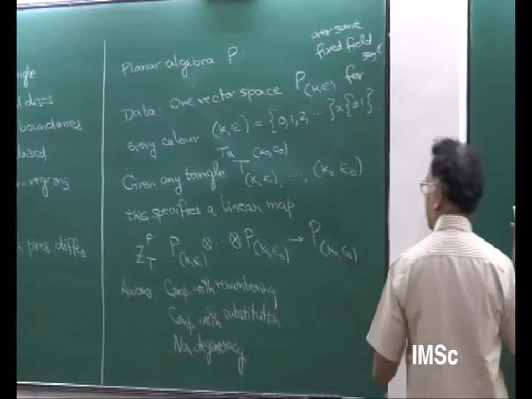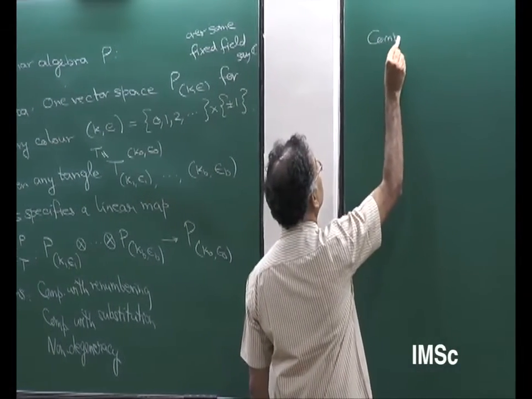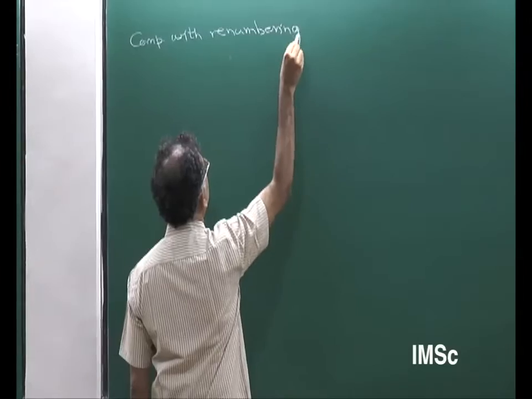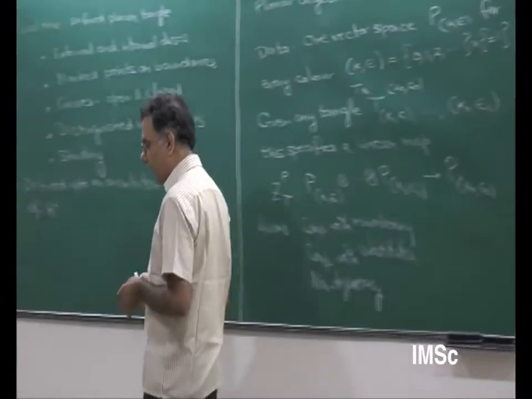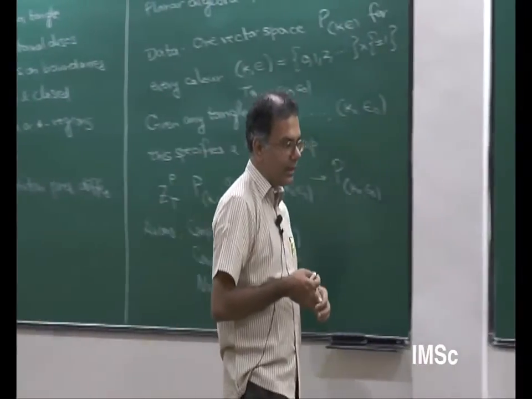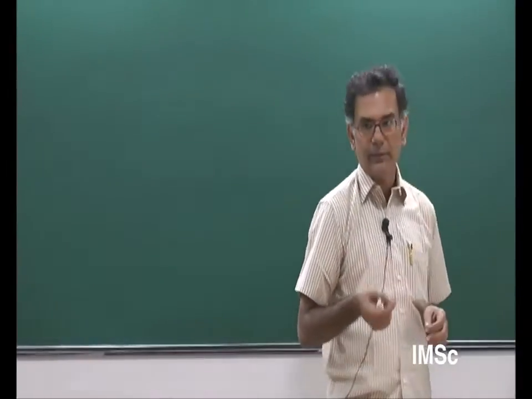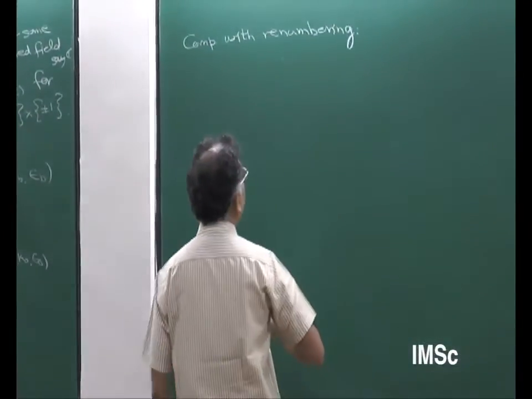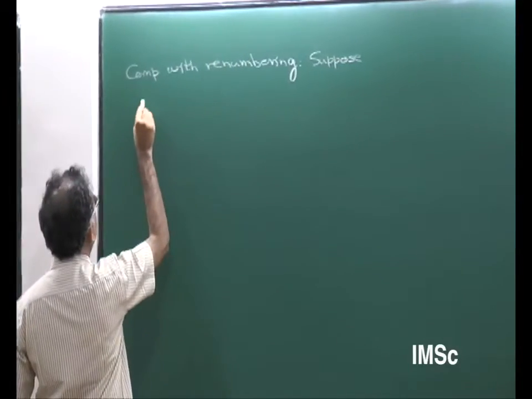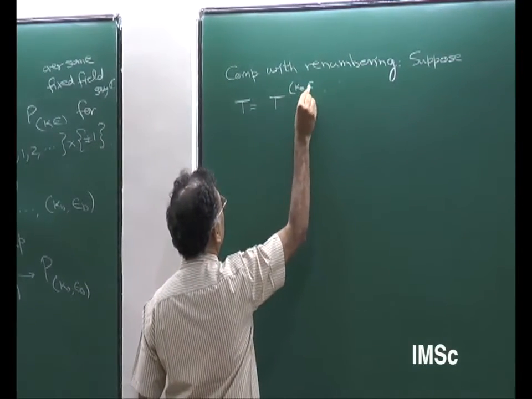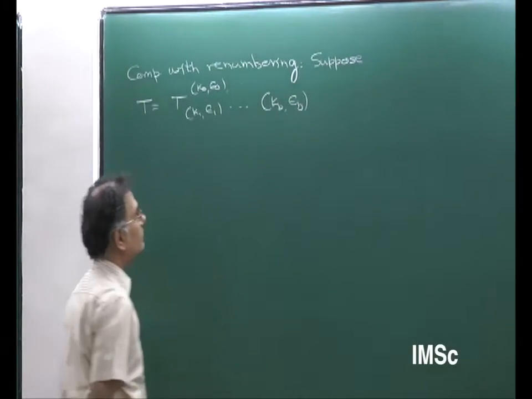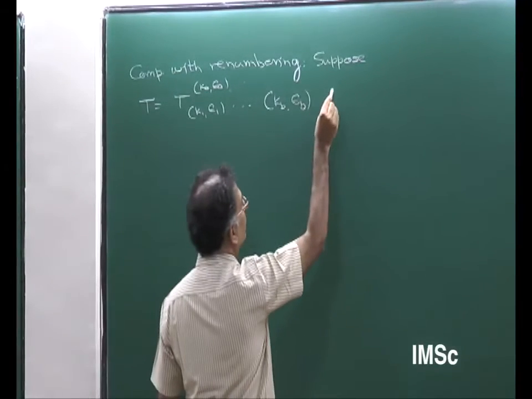So let's begin with the simplest one. Simplest one is compatibility with renumbering. So recall what renumbering means for a tangle. If you have a tangle which has internal disks, b of them, you could take any element of the symmetric group and get a new tangle by just renumbering the disks according to the permutation specified by the symmetric group element. So what this compatibility with renumbering says is the following. So suppose that T is a tangle of color k_0 epsilon_0 and internal disks k_1 epsilon_1 through k_b epsilon_b.